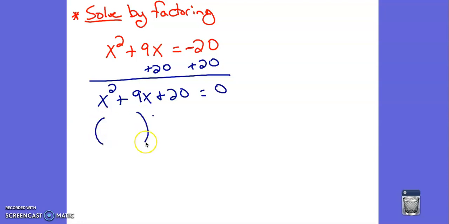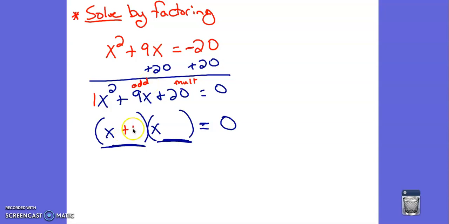If I factor this trinomial, notice I have something times something equals 0. That's what I'm trying to do. I'm trying to find two things multiplied together, where the result equals 0. So if I factor this, remember when it has a 1 out front, you find two numbers that multiply together to give you the last number, and also add together to give you the middle number. So these two numbers would be +4 and then +5.